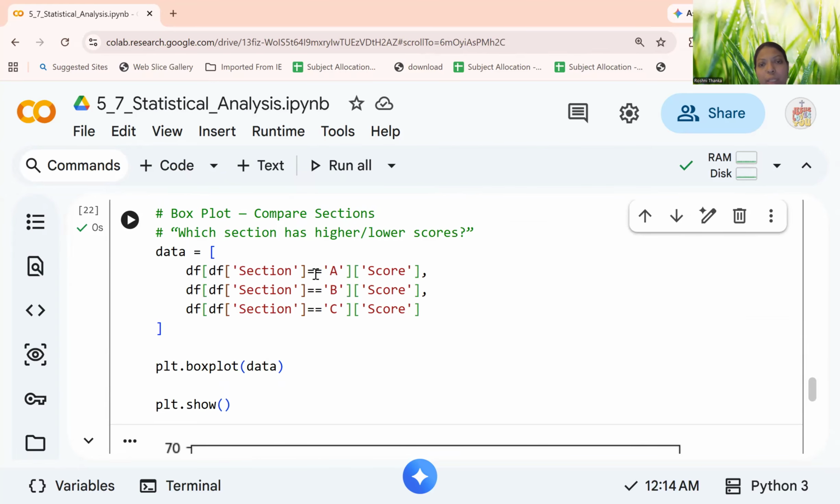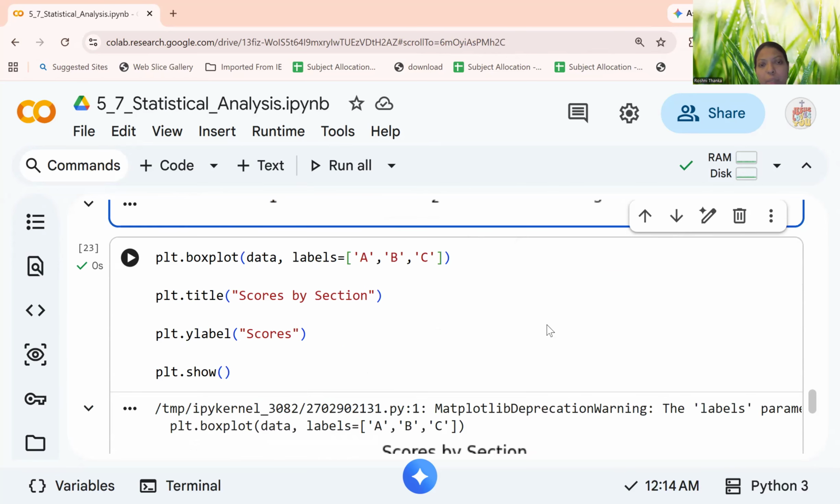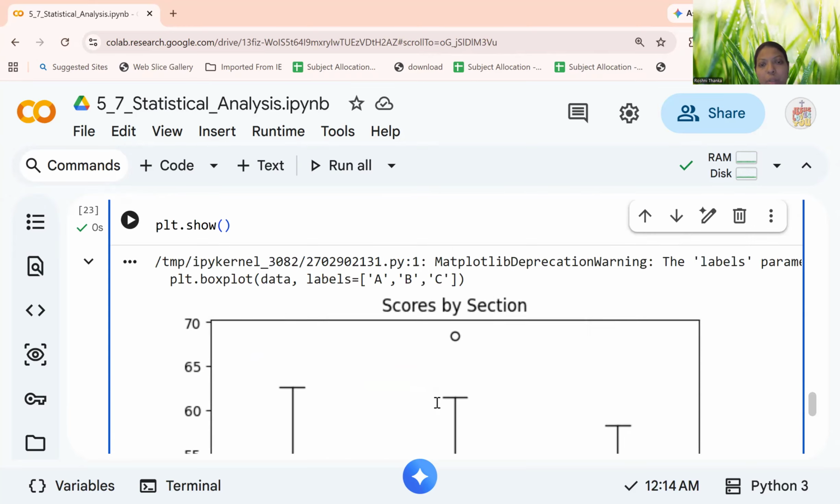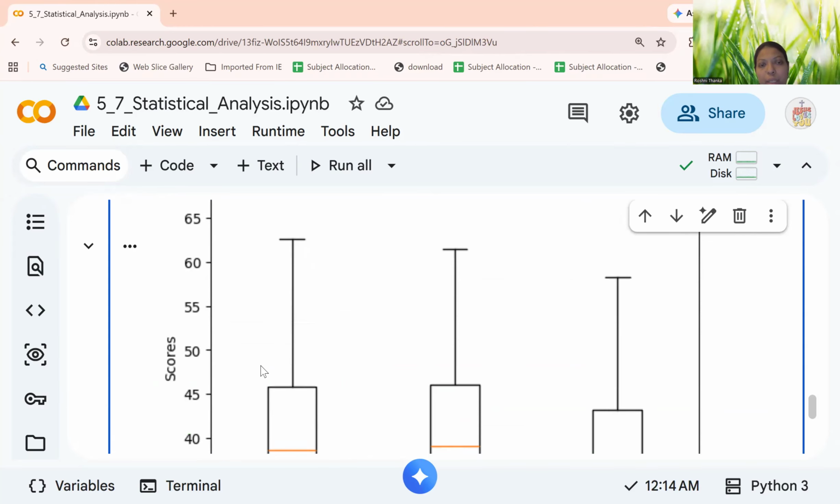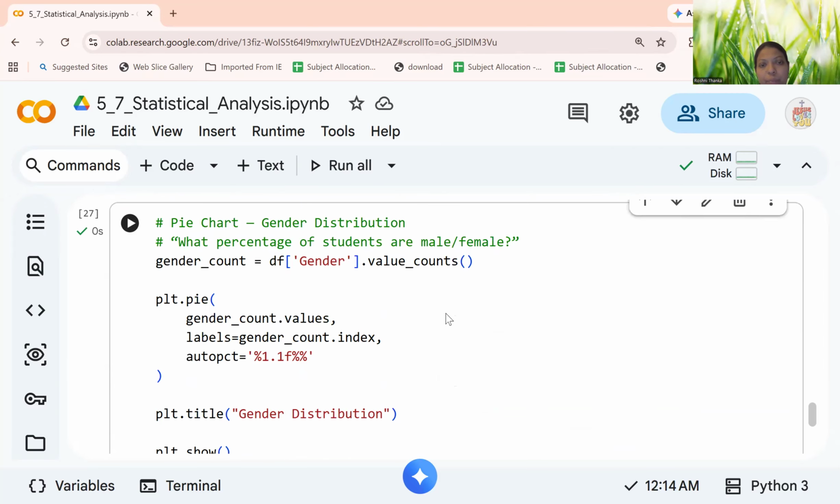So here what we did is, for the data for section A, we are going to take the score separately, B separately, C separately, and that is given as the input for the box plot. So for all the three sections, we are finding the box plot. So instead of 1, 2, 3, we are going to give the label as A, B, C here. So now the label is A, B, C. We are finding whether there is any outlier or something like that. So in the B section alone, there is an outlier.